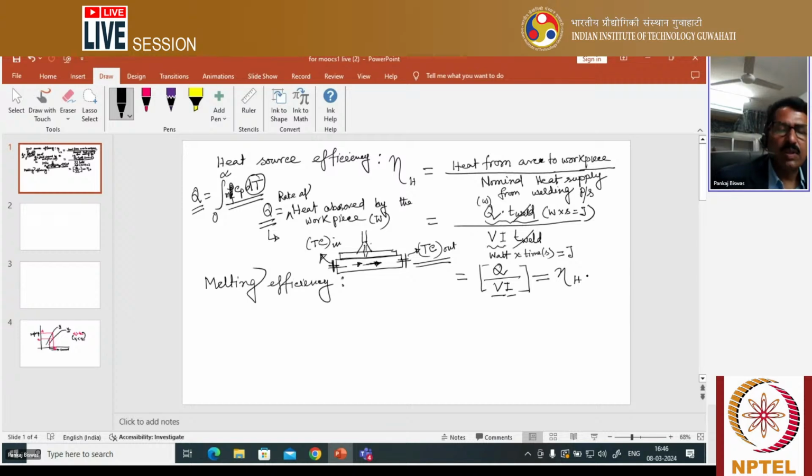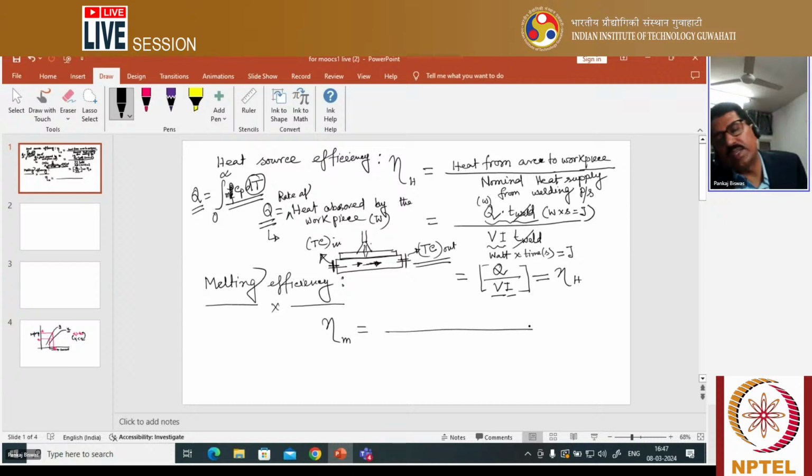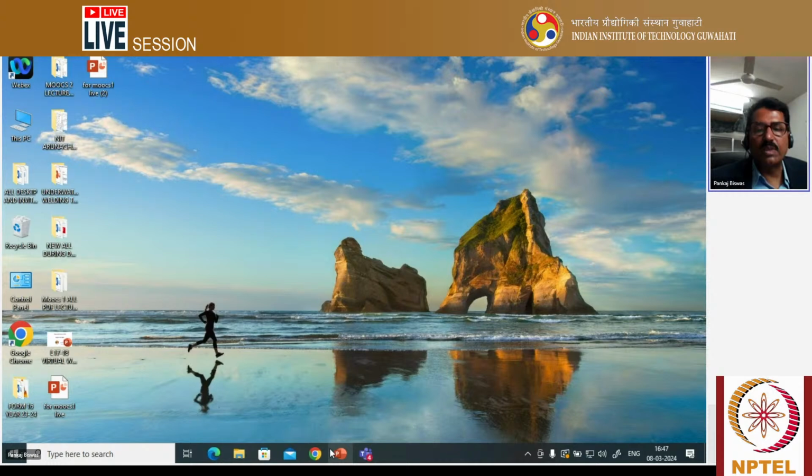Now we need to explain another efficiency that is called melting efficiency. So what is melting efficiency? Melting efficiency, let's say eta m, I am writing. I have already discussed these things also very clearly in my lectures. So instead of writing all these things here, it will be better to show you those things, then it will be more clear to you.